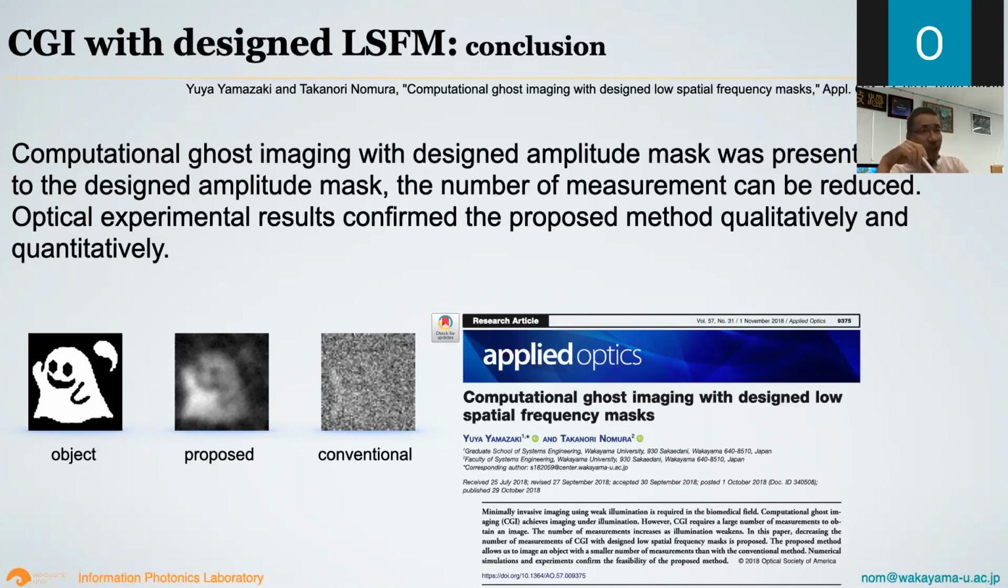But in this case, we can retrieve only the amplitude object. So this technique cannot apply to phase objects. Phase imaging is not available in this CGI. So trying to achieve phase imaging using CGI is our motivation for the next topic.